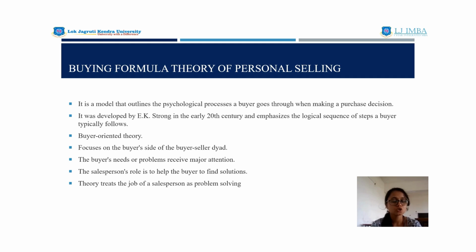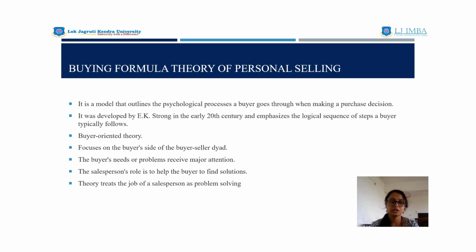selling situations. So basically, buying formula theory of personal selling is a model that outlines the psychological process a buyer goes through when making a purchase decision. Every buyer goes through a psychological process. This theory basically tells what phases they are going through. It was developed by E.K. Strong in the early 20th century and emphasized the logical sequence of steps a buyer typically follows. So what are the different steps that a buyer typically follows before making a purchase decision? This theory covers those steps.